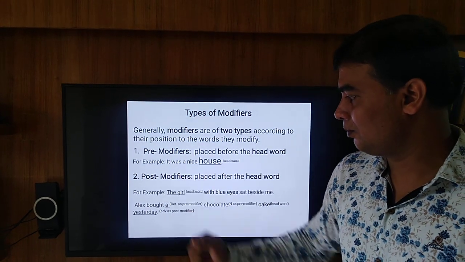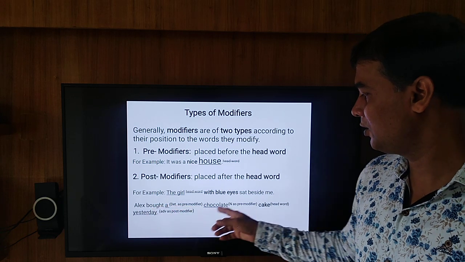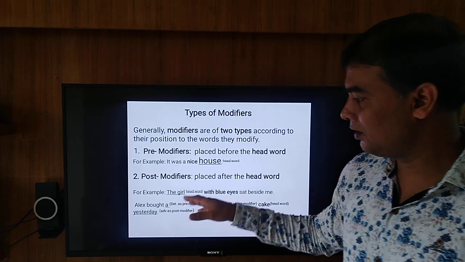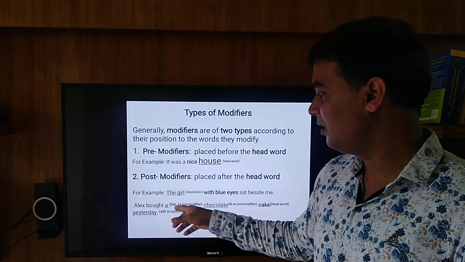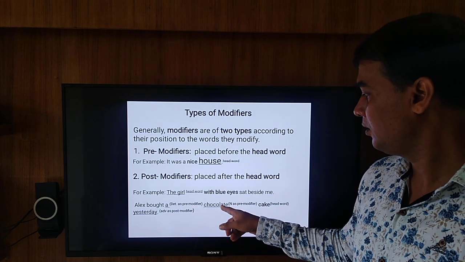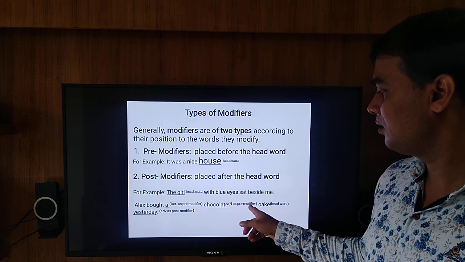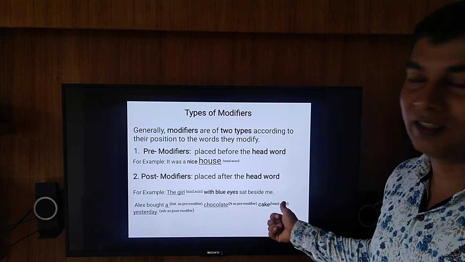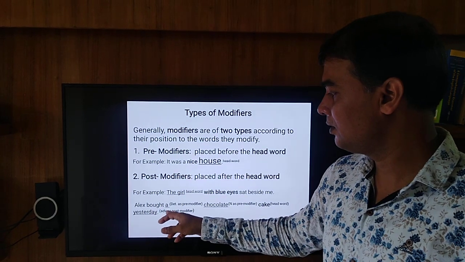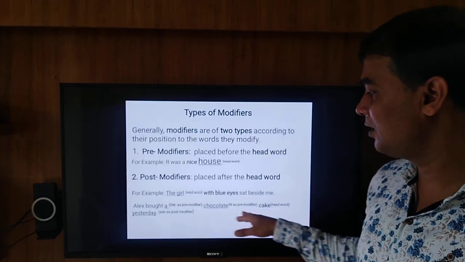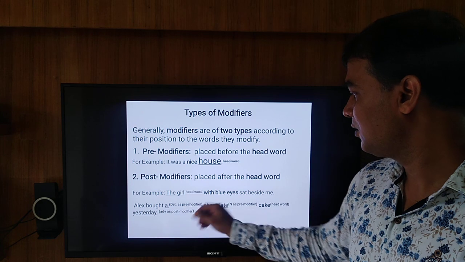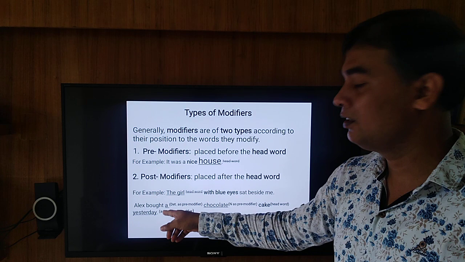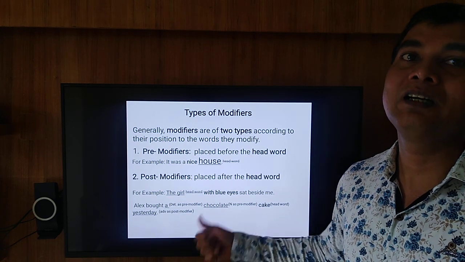Now, there is another example. Alex bought a chocolate cake yesterday. Okay, see the sentence carefully. Here, a is a determiner as pre-modifier, chocolate is a noun as pre-modifier, that means a noun adjective, and cake is a noun, the head word. Yesterday is an adverb as post-modifier. So in this sentence, you see a and chocolate are pre-modifiers, and yesterday is a post-modifier that appears after the head word.